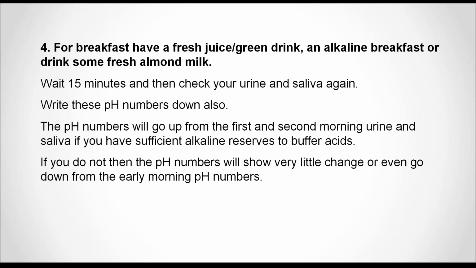Wait 15 minutes and then check your urine and saliva again. Write these pH numbers down also. The pH numbers will go up from the first and second morning urine and saliva if you have sufficient alkaline reserves to buffer acids. If you do not, then the pH numbers will show very little change or even go down from the early morning pH numbers.